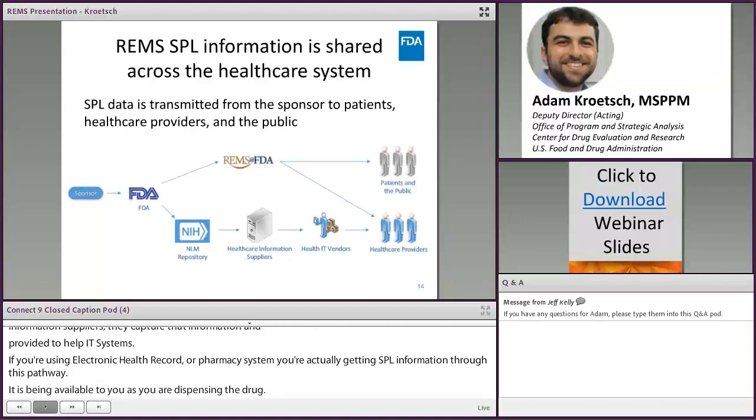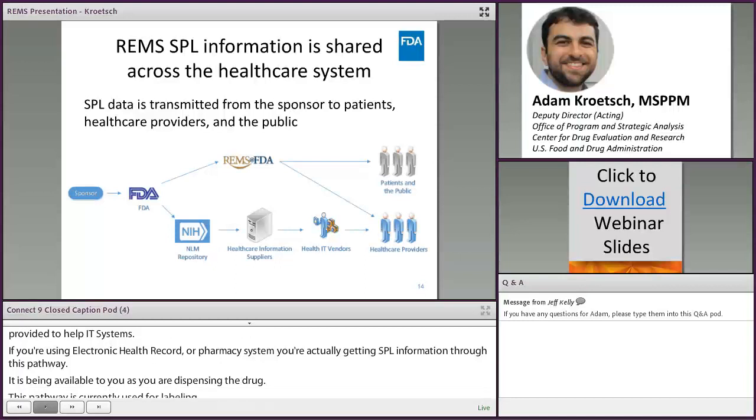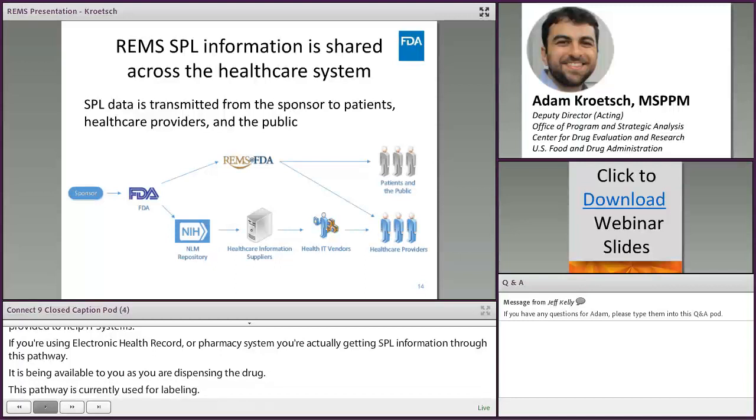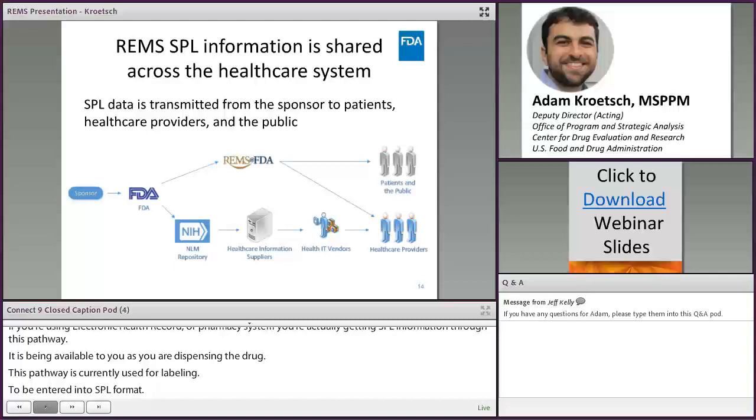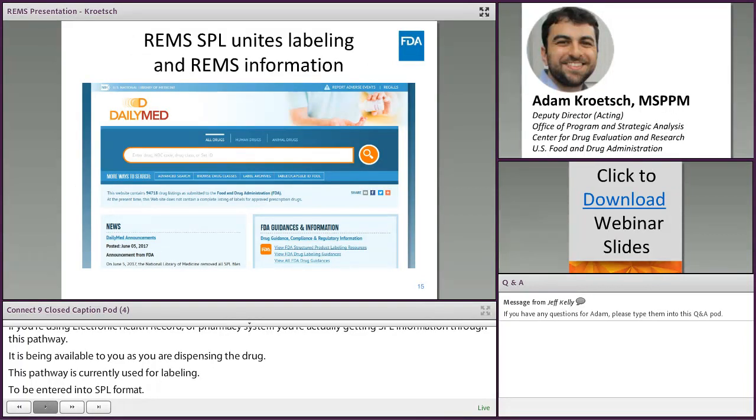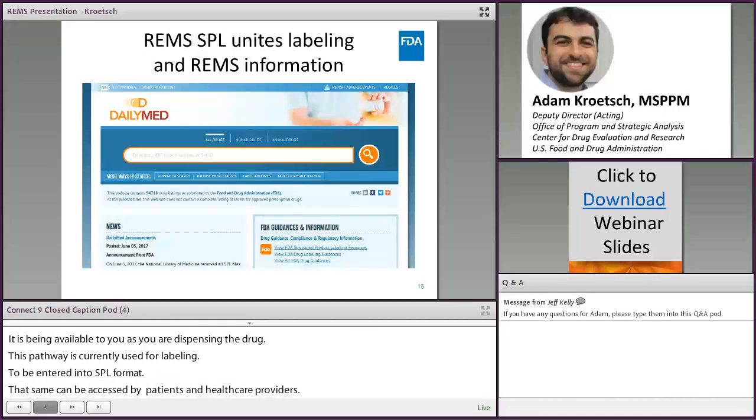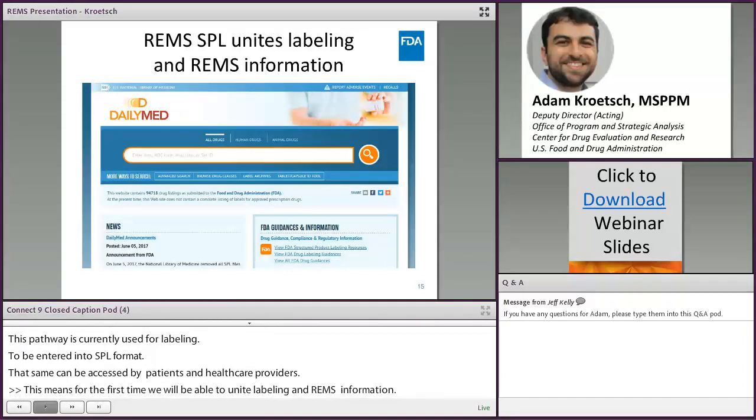and with REMS information being entered in SPL format, we expect that same pathway can be used to provide information to healthcare providers and patients in a more readily accessible and widely available and better integrated format. And so that means that for the first time, we're going to actually really be able to unite labeling and REMS information. I mentioned that REMS SPL files will be available in DailyMed. I want to provide one caveat about that.